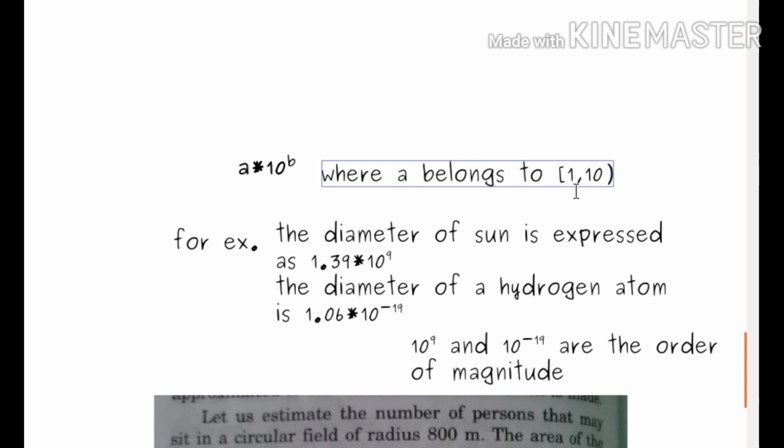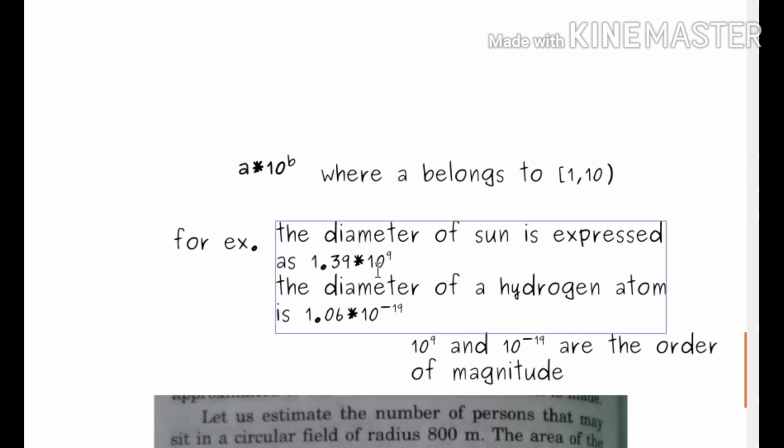It may be equal to 1, but it may not be equal to 10. See the brackets I used here. One is a closed bracket and one is an open bracket. So, for example, we want to express the diameter of the sun. So big. Understand? No, this time I will not say so big. I will say a number: 1.39 into 10 to the power 9.